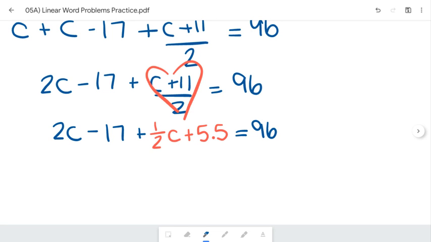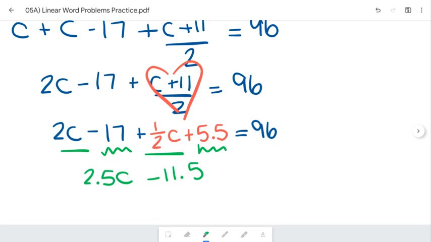Now when we have something like this, we're going to combine like terms again. So we know we have 2C plus 1/2 C. If I have 2C and 1/2 C, I could do 2.5, I could do 5 over 2, or I could just do 2.5C. That's totally fine. You're allowed to have decimals. When I combine negative 17 plus 5.5, we're looking at negative 11.5, and it's equal to 96.